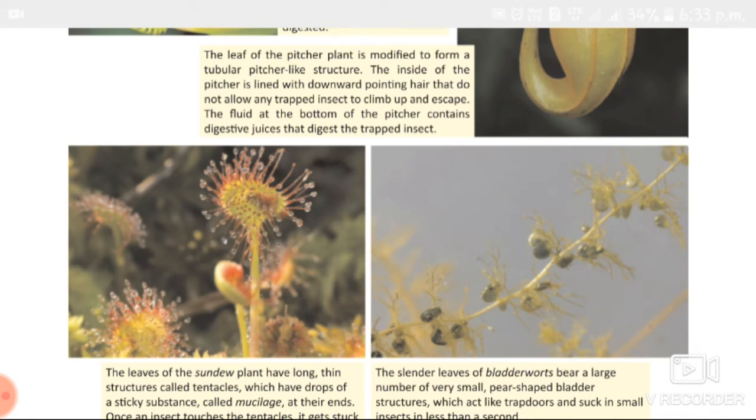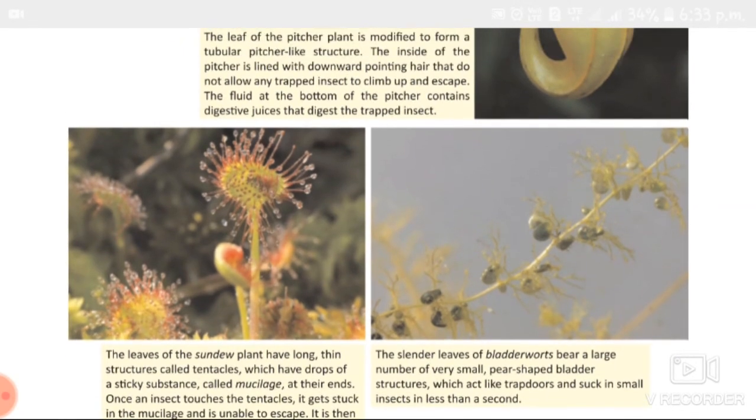Once the insect sticks into that, it will be caught. Then after that, the insect cannot come out from there. It will take the nutrients from that insect. And the fourth example we studied is the bladderwort.